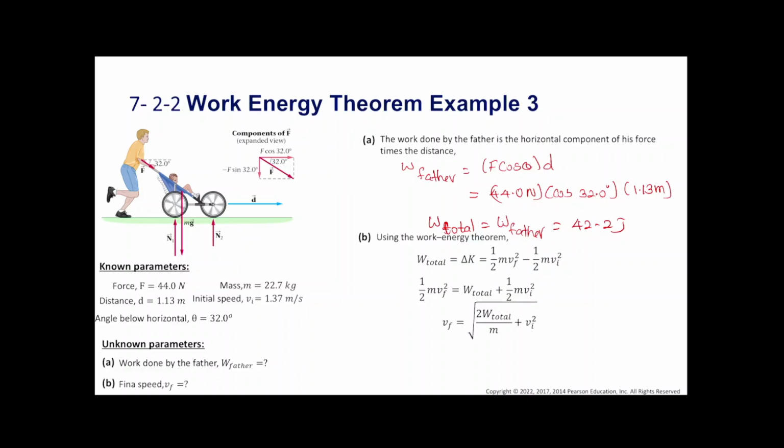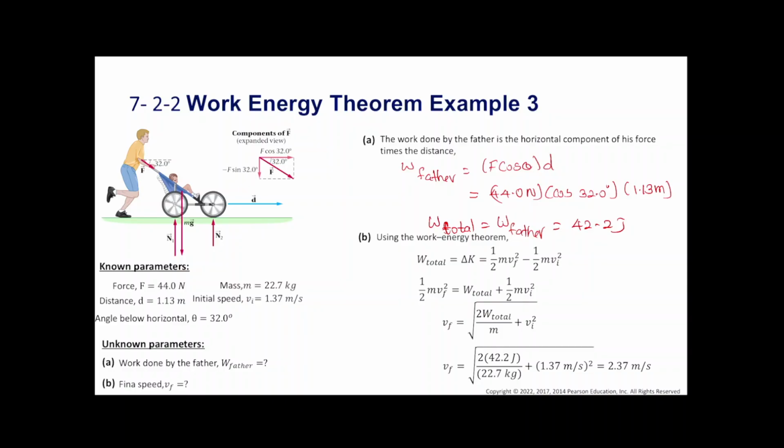Now by substituting the values, W total is 42.2 joules, mass m is 22.7 kilograms, and the initial velocity is given as 1.37 meters per second. By substituting those numerical values in this equation, we can find the final velocity as 2.37 meters per second.